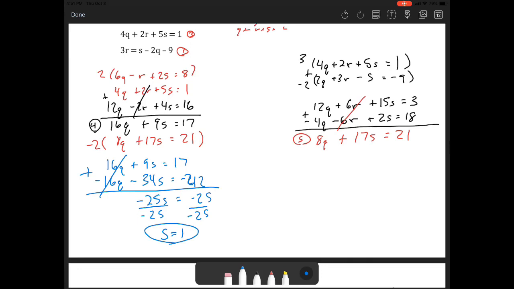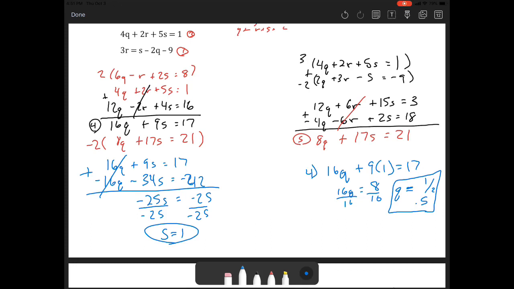So now I can plug that S into one of my equations. So 4 can be 16Q plus 9 times 1 equals 17, which will leave me with 16Q equals 8, which divided by 16 is going to get me Q equals 1/2 or 0.5.